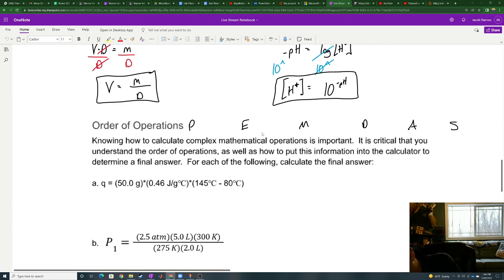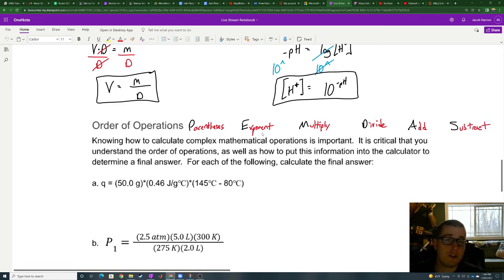The P, hopefully you remember, stands for parentheses, right? The E stands for exponent. Then we have multiply, and then we have divide. And then we have add, and then we have subtract, right? So that's order of operations. You got to know how to do it. So let's take a look at A together.